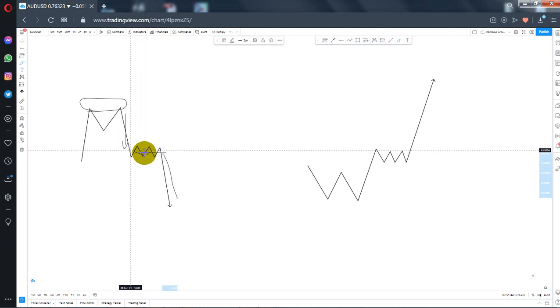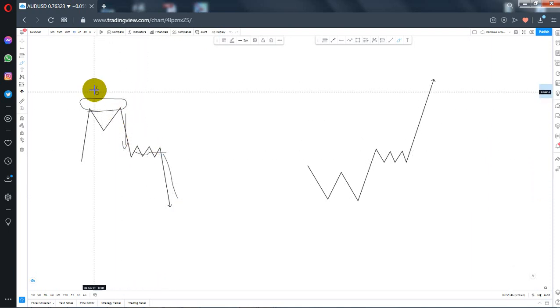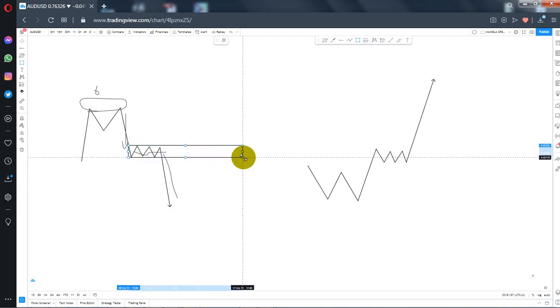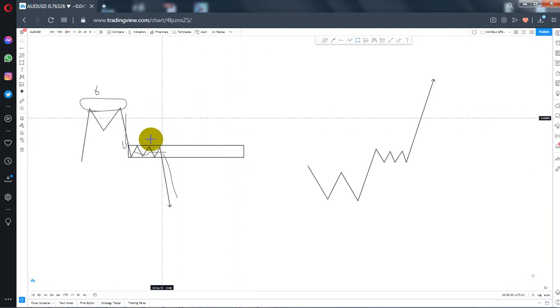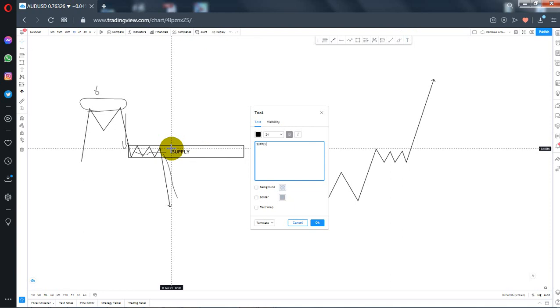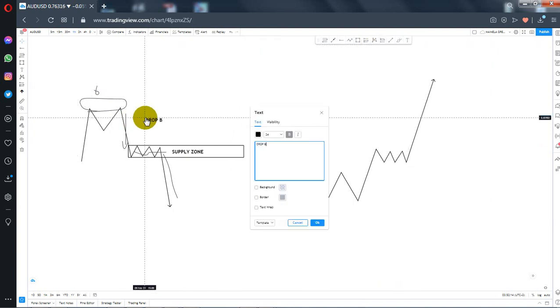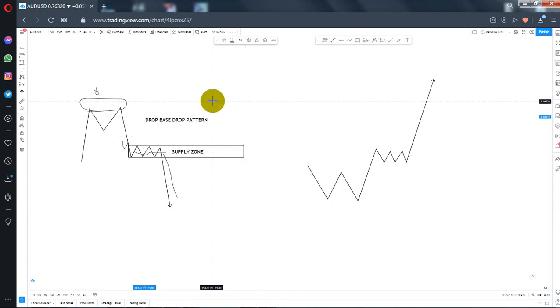So once you see them doing something like this from a peak formation high, this is a peak formation high here, then you're going to mark the consolidation part, which is your base, like this, which is also your supply zone here. This scenario is the drop, base, drop pattern. Let me just write pattern at the end, which is something like this.